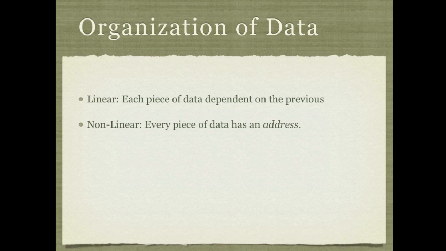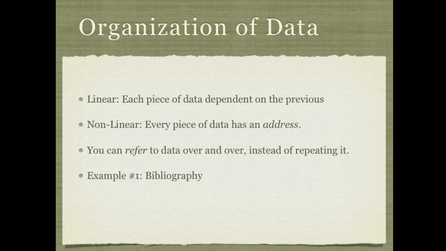Instead, the computer can just refer to different pieces of data in different orders. Also, if you want to copy something, you can store the data once and then refer to it twice, refer to that address where it's stored twice, instead of storing the data twice. So I have two examples for you. One is a bibliography, and the other is old-school mixtapes versus playlists in audio software.